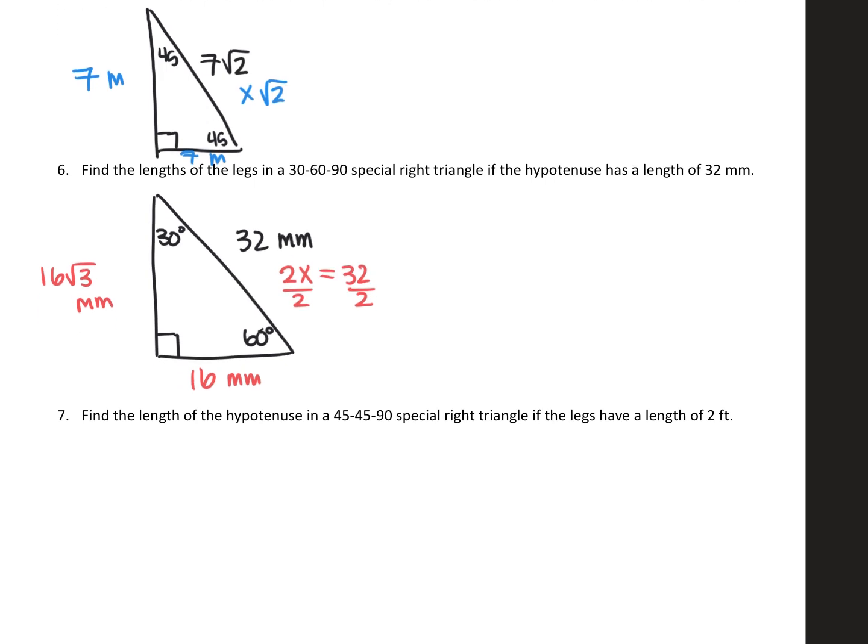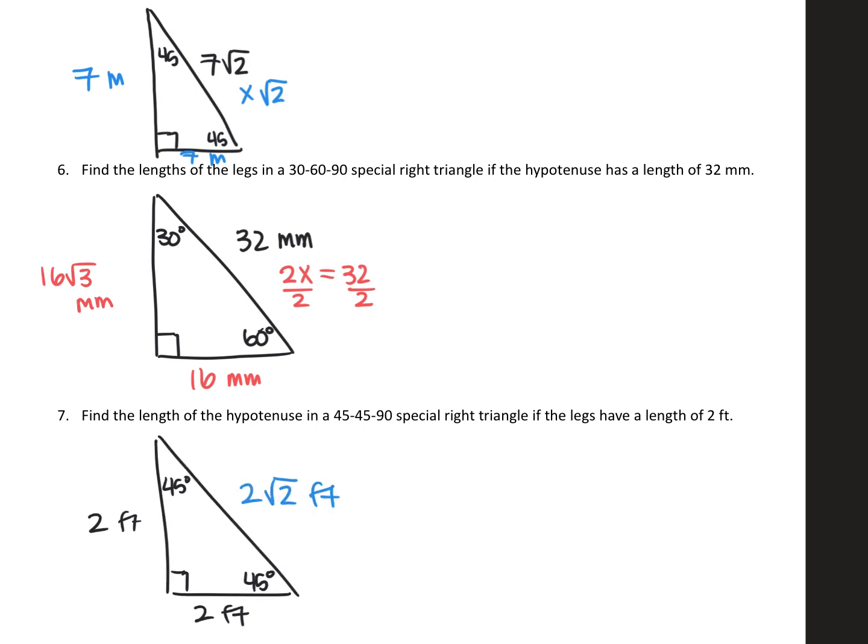The last one, we want to find the length of the hypotenuse in a 45, 45, 90 special right triangle if the legs have a length of 2 feet. So the hypotenuse is just the leg times square root 2. There we go. So not a lot of difficult math involved in solving for side lengths in special right triangles.